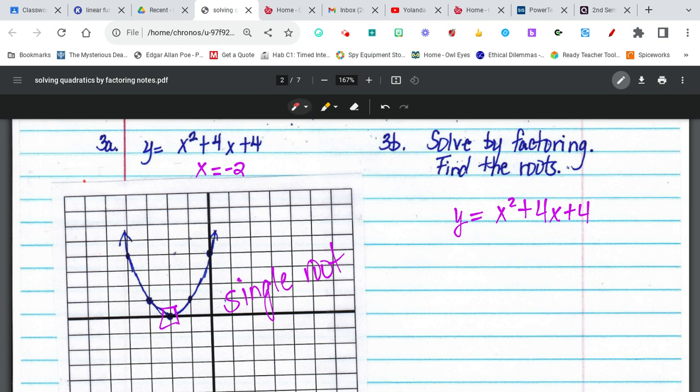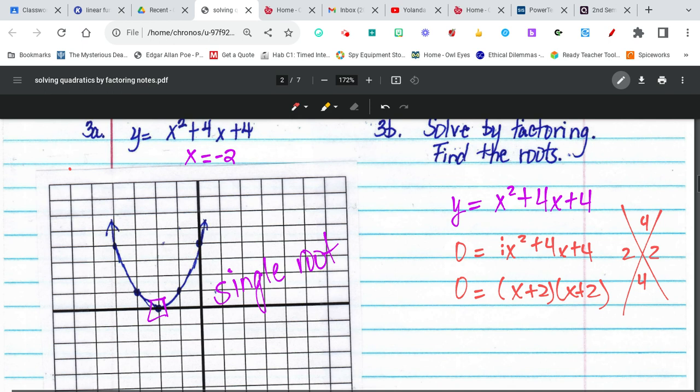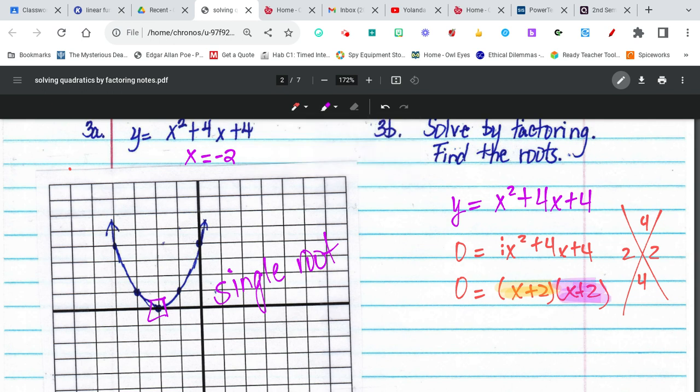Okay, let's get back to factoring this. Set this equal to 0. It's a leading coefficient of 1, so I'm going to use the easy x. That's going to be 2 times 2. So we'll end up with x plus 2 times x plus 2. This is also a perfect square trinomial, guys. I could have looked at it that way. All right, so here are my factors, x plus 2 and x plus 2. But if you'll notice, they're the same.